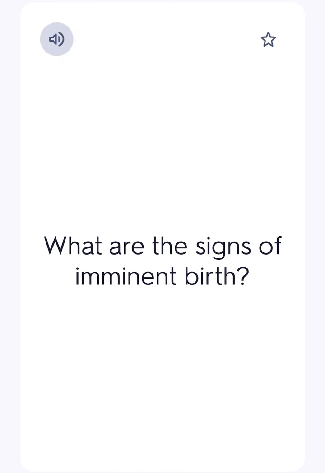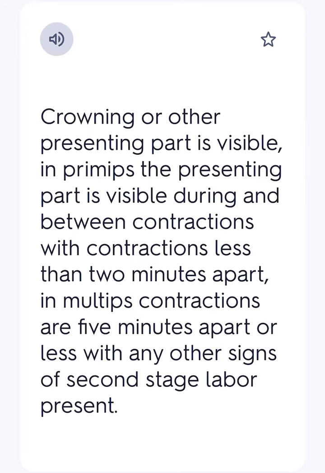What are the signs of imminent birth? Crowning or other presenting part is visible. In primiparas, the presenting part is visible during and between contractions with contractions less than 2 minutes apart. In multiparas, contractions are 5 minutes apart or less with any other signs of second-stage labor present.